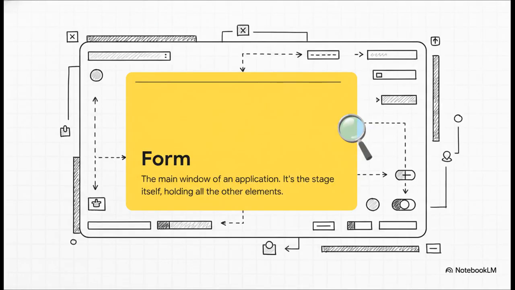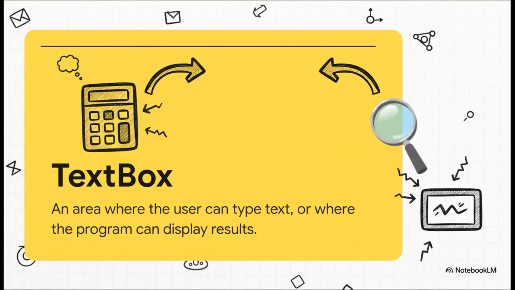So the foundation of this whole stage is something called the form. And it's really simple. It's just the main window of the app. It's the container, the box that holds everything else together. Without the form, there's nowhere to put the buttons. And then you've got the text box. Now this guy is super important. It's a two-way street. It's where you, the user, get to type stuff in, like the numbers on our calculator. But it's also where the program talks back to you, showing you the answer. It's the main communication channel.